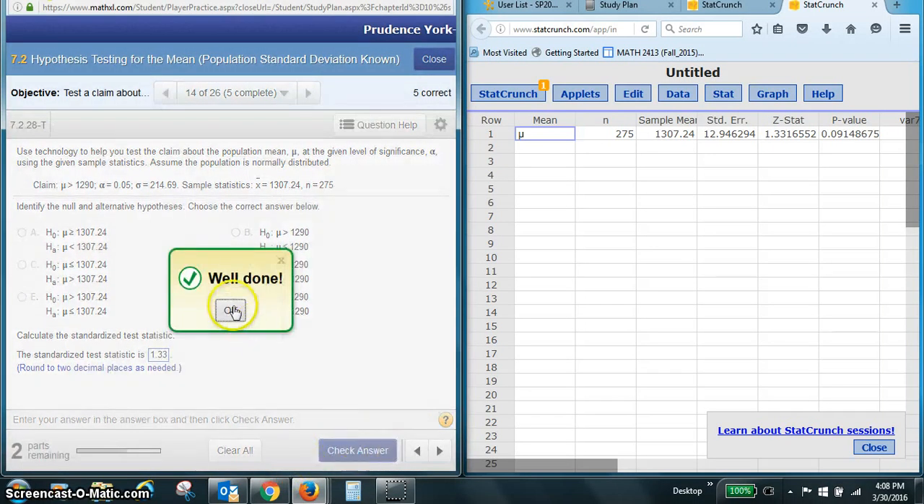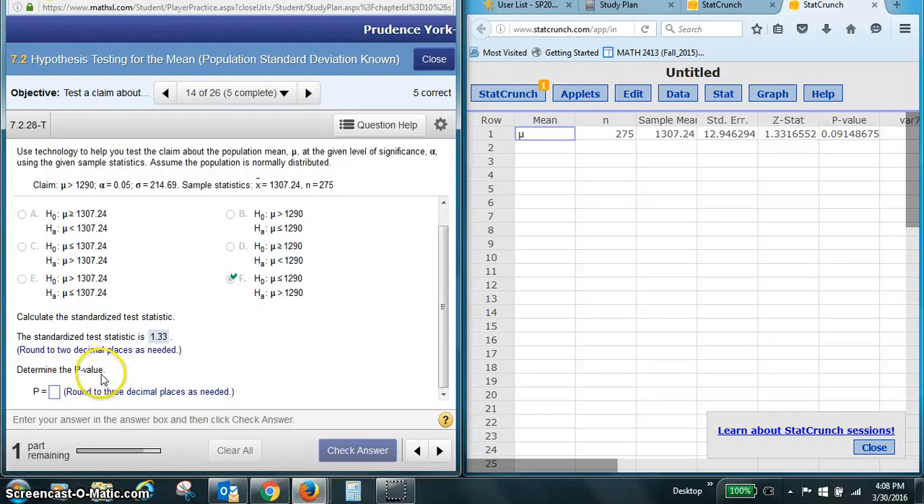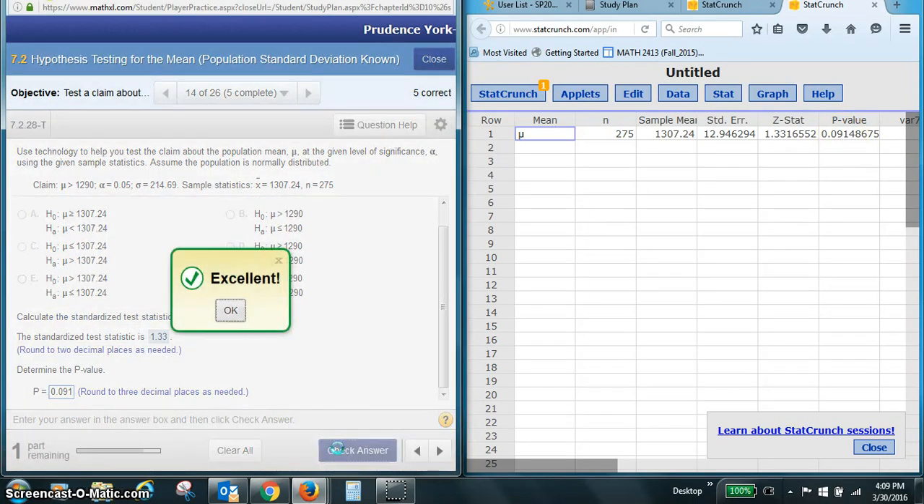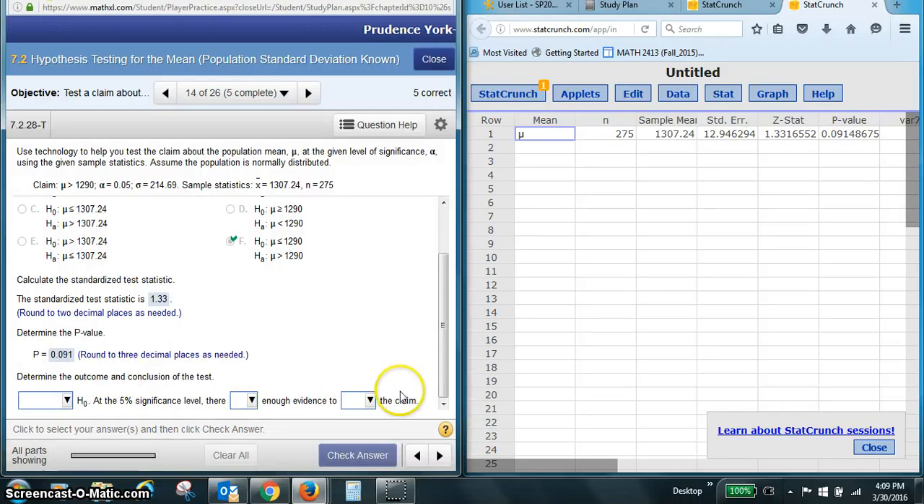Now the p-value. The nice thing is that this one gives you an associated p-value with that z statistic. Since this was right-tailed, that p-value should be the same. So let's go ahead and type this in, 0.091 to 3 decimal places. That 4 means we leave the 1 as it is. And then we determine the outcome.